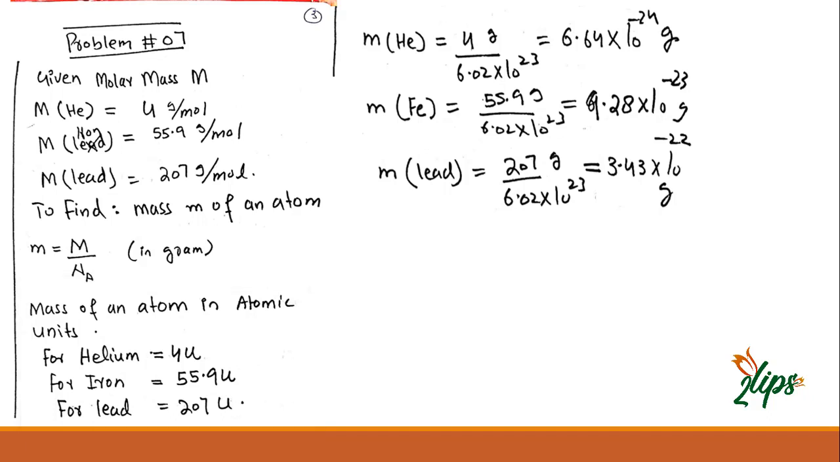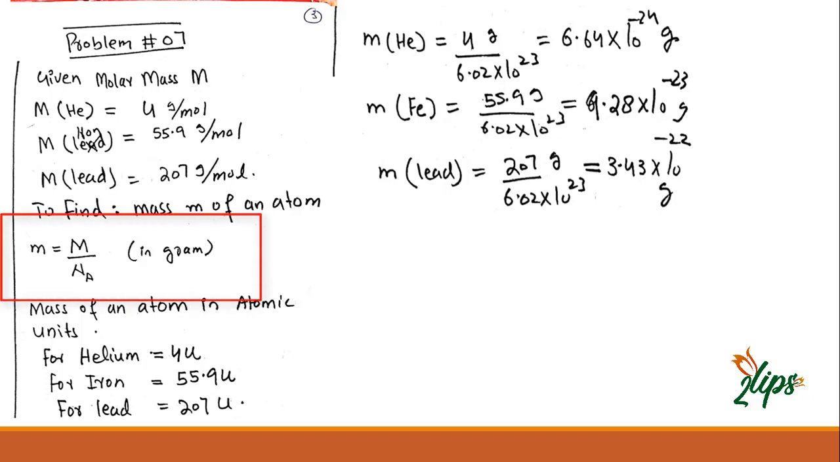Next we are asked to find the masses in grams. So there are two ways of doing this. We already have found the atomic mass in atomic mass units. So if you know that 1 U is equal to how many grams, you can find it directly from here. But if you don't know this, then there is another way of doing this. Since molar mass means the mass of 6.02 into 10 raised to power 23 atoms.